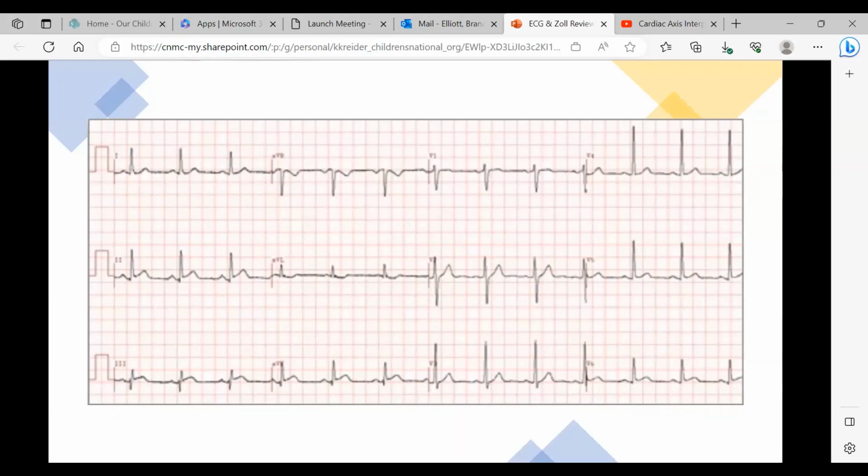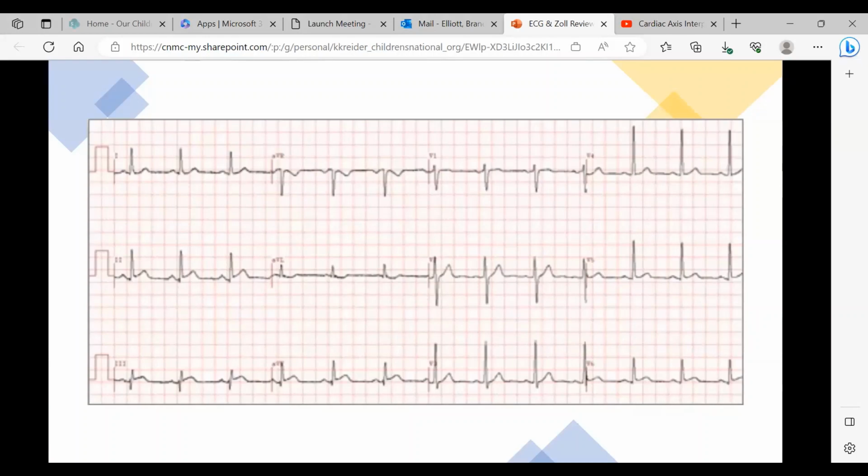Do we see reciprocal changes as well? V4 and V5 would be the reciprocal depression. Yeah, so they look pretty normal, right? I don't know if the reciprocal is the II, III, and aVF. II, III, and aVF are all elevated though, so that's inferior. So there is a lead on here showing depression. Does anybody recognize what lead is showing depression? aVR.